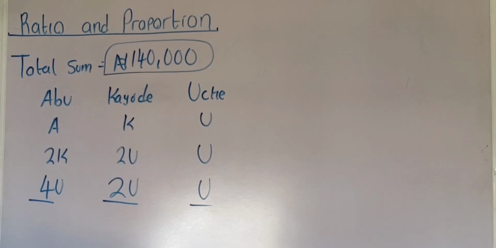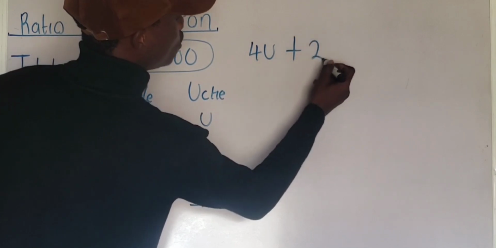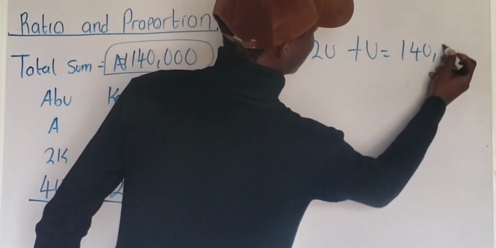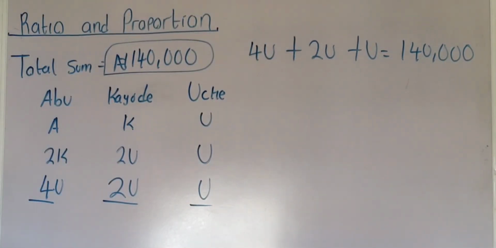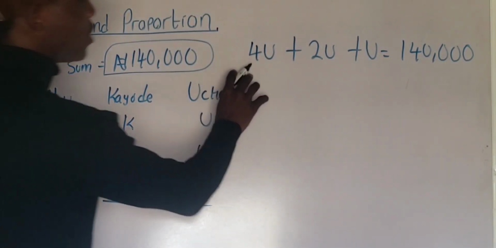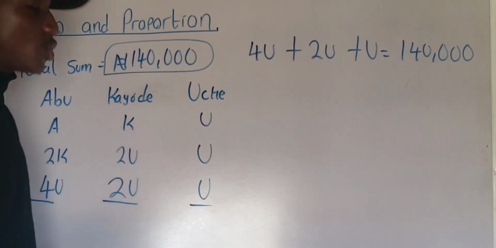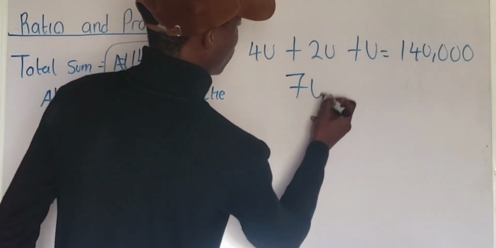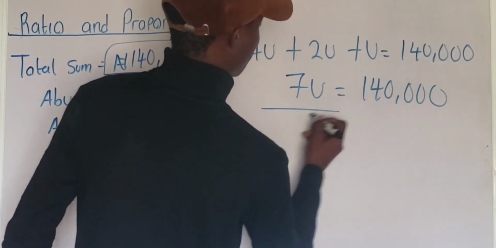Okay? So let's do that. For this, I'm going to have 4u plus 2u plus u is equal to 140,000. If you didn't understand, reverse the video and watch it again. Okay? Very simple. Now, 4u plus 2u, that is 6u. 6u plus u will give us 7u. So for this, I'm going to have 7u is equal to 140,000. Okay? Divide both sides by 7.